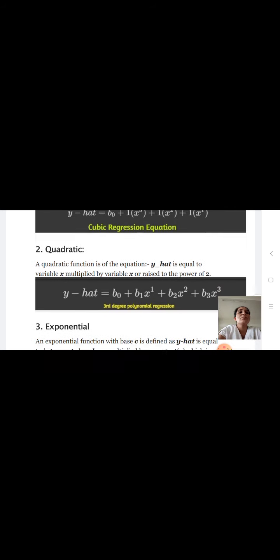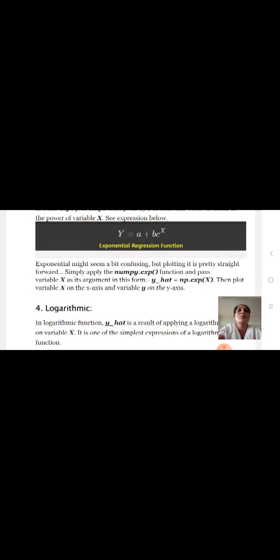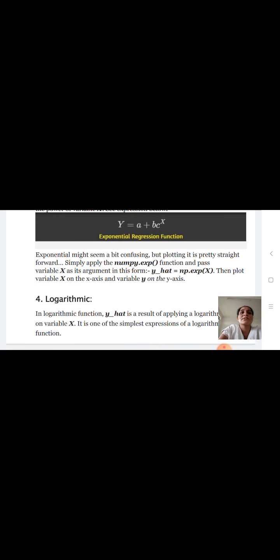Now, the cubic regression equation function is y hat is equal to b0 plus b1 x raised to 1 plus b2 x raised to 2 plus b3 x raised to 3. Third is the exponential. An exponential function with the base c is defined as y hat is equal to intercept plus slope multiplied by a constant c which is raised to the power of variable x. See the expression below. y is equal to a plus b c raised to x.